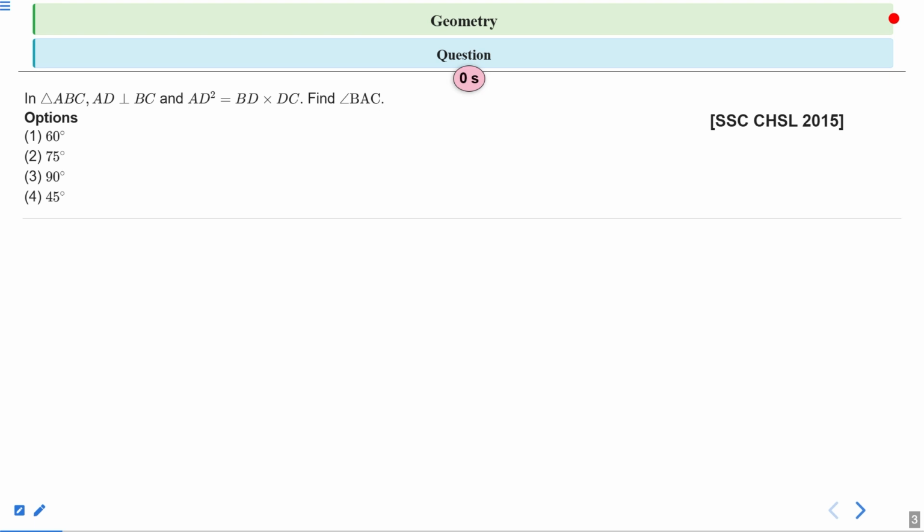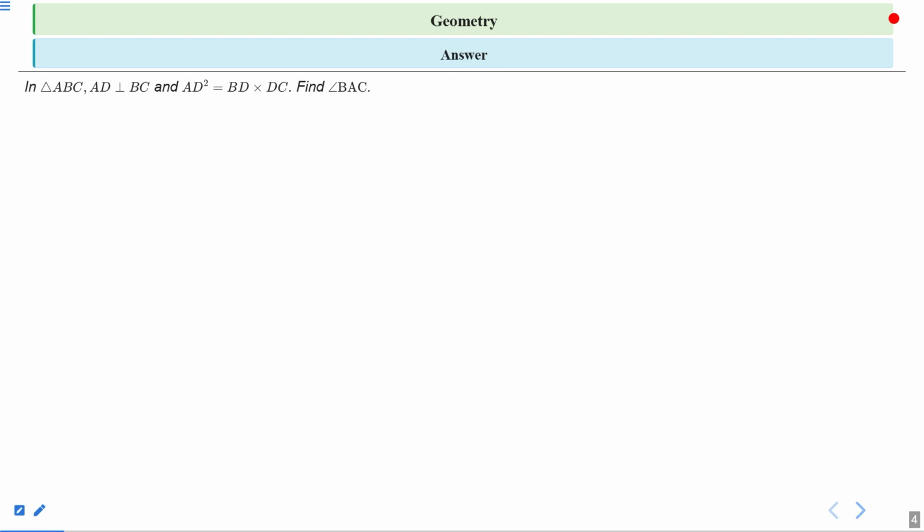Now time's up. Let's see the solution of this question. The question says that in a triangle ABC, AD is perpendicular to BC and it is also given that AD square equals BD into DC. So we need to calculate the angle BAC. The correct answer of this question is the third one, which is 90 degree. Now see the detailed solution using concept 16.16.1.